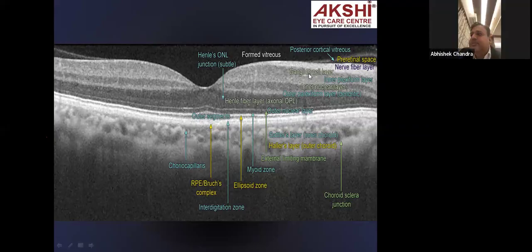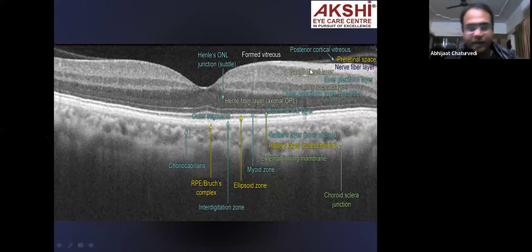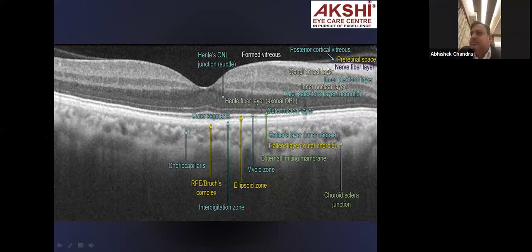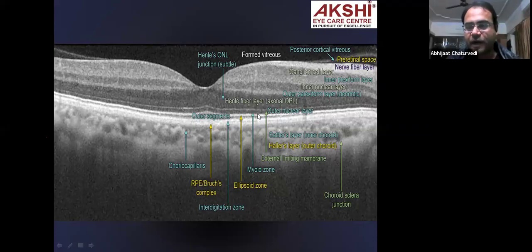So, like I mentioned, the hyperreflective layers include 4 lines. First is the nerve fiber layer. After that would come these 3 important parts, which are the external limiting membrane.